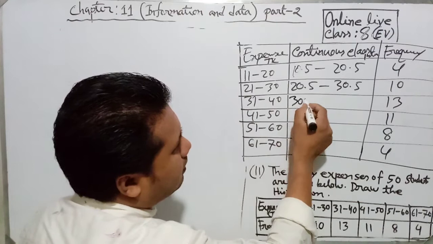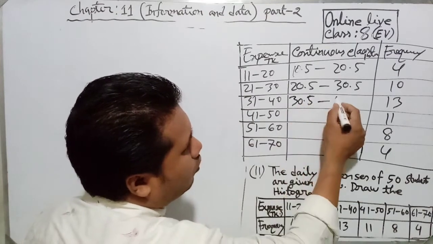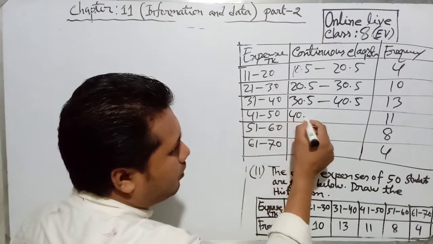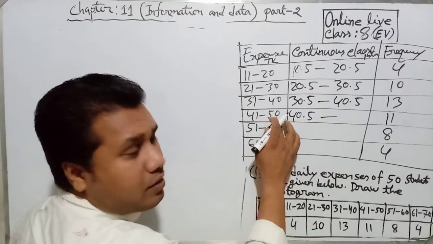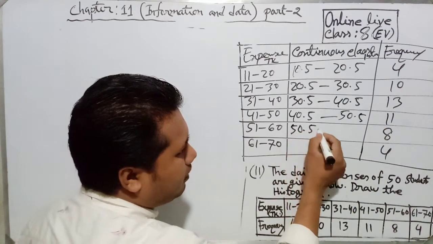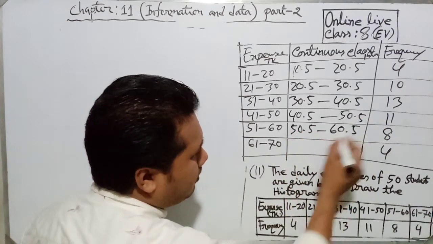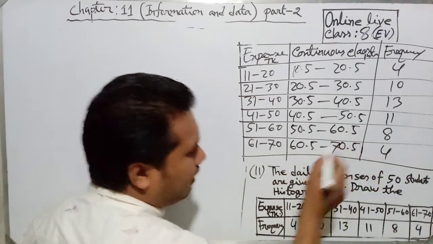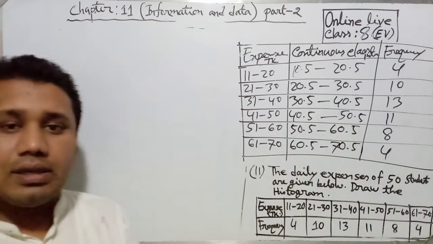Now we can write 30.5 and 40.5, less 0.5 so it will be 40.5, and more 0.5, so it will be 50.5. So similarly 50.5, 60.5, 60.5 and it will be 70.5. Now we have to take a graph paper.